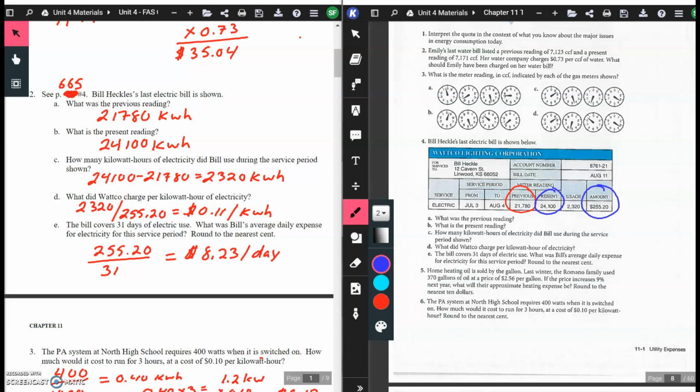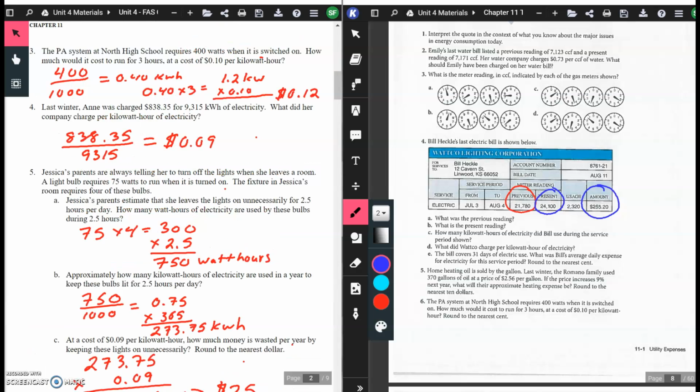E, the bill covers 31 days of electricity. What was Bill's average daily expense for electricity for this service period? So you take your total amount, which is $255.20, divided by 31 days of electricity service, which gives you $8.23 per day.